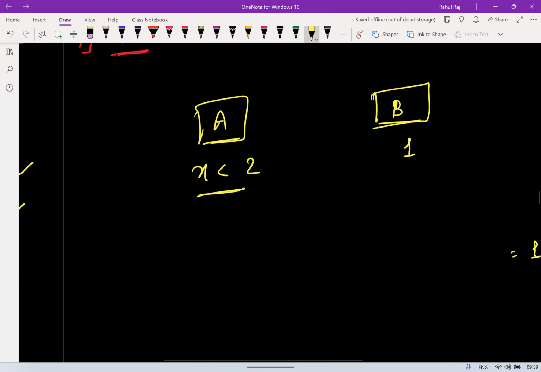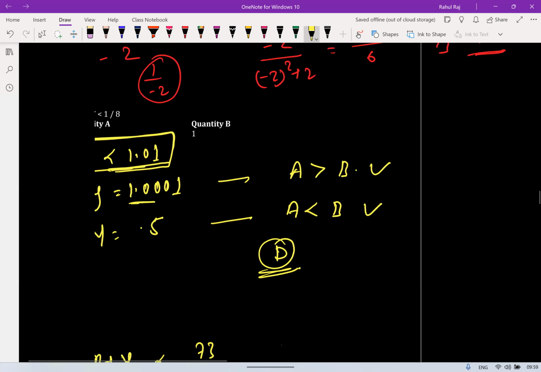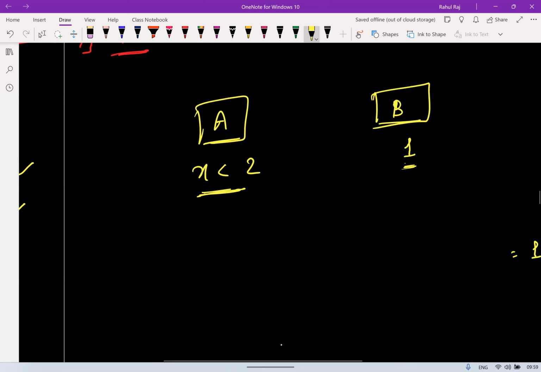X is less than 2 and 1. And no other values given, just this. No other inequality given. When x is less than 2 and this is equal to 1, you have to tell me A, B, C, D according to you. This is the only information given. Then it's D. Because you've not given me an inequality. Absolutely. Because here when I say x is less than 2, it can be x is 1.5. Now in this case, quantity A is greater than quantity B.